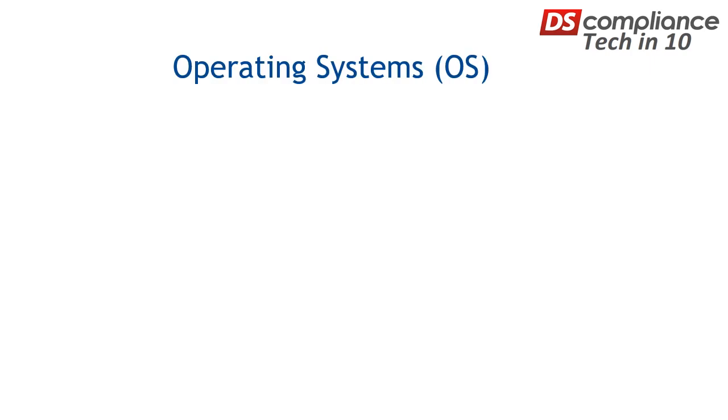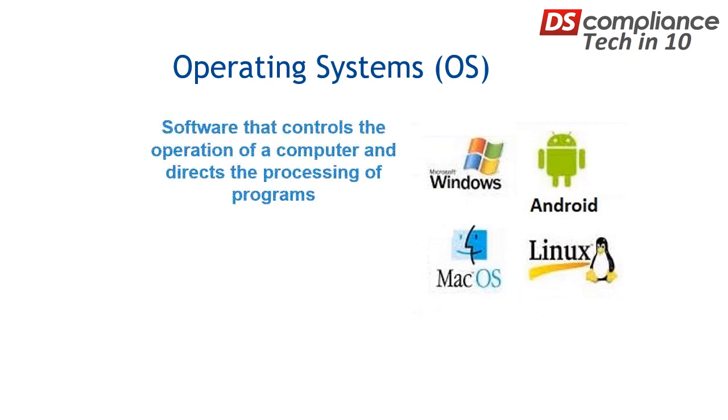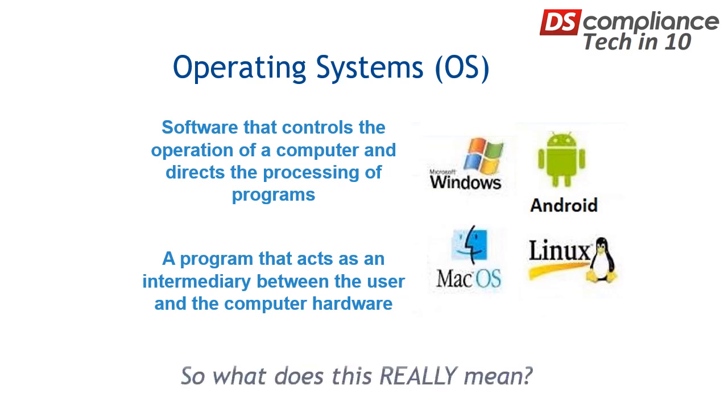Operating systems, sometimes shortened to OS. Here are a couple of definitions: software that controls the operation of a computer and directs the processing of programs, and secondly, a program that acts as an intermediary between the user and the computer hardware. What exactly does this mean?